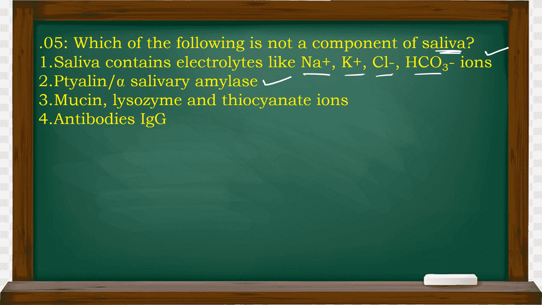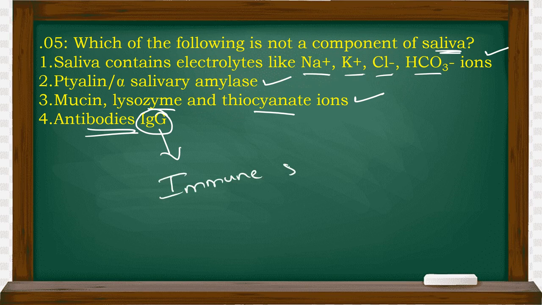The third option says mucin, lysozyme and thiocyanate ions. These are other essential elements of digestion, which are components of saliva. Whereas option number 4, antibody IgG, is with respect to the immune system of the body. These are immunoglobulins and they are nowhere in relation with the saliva. They are present in the blood and the lymphatic system of the body. Therefore, it is not a component of saliva. So the last option, option number 4, is the answer.